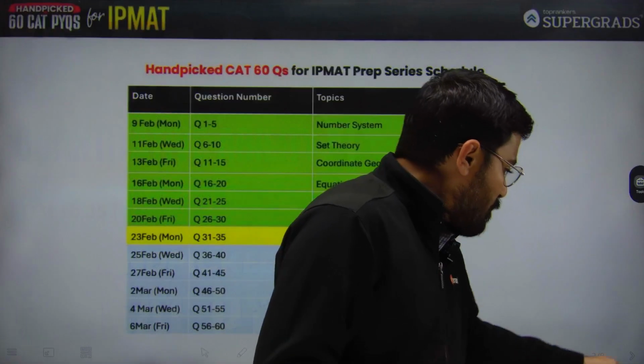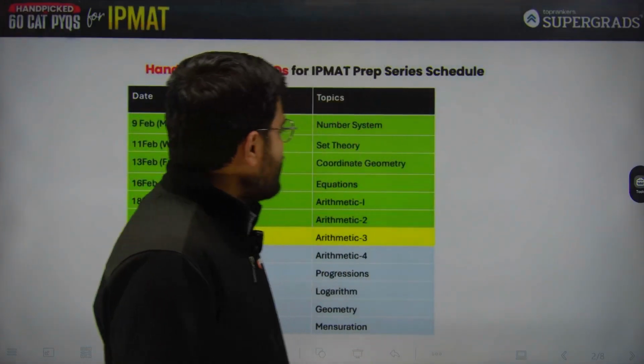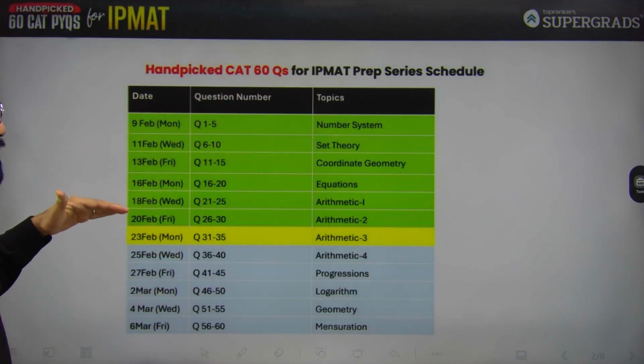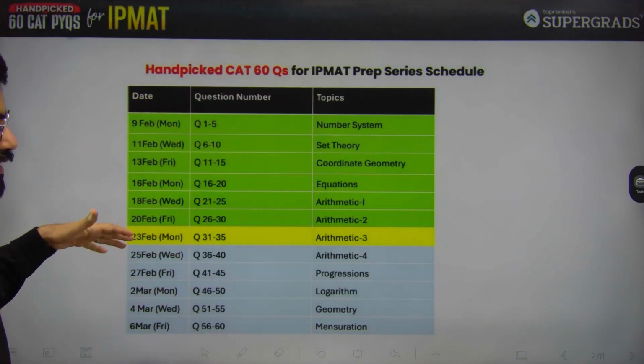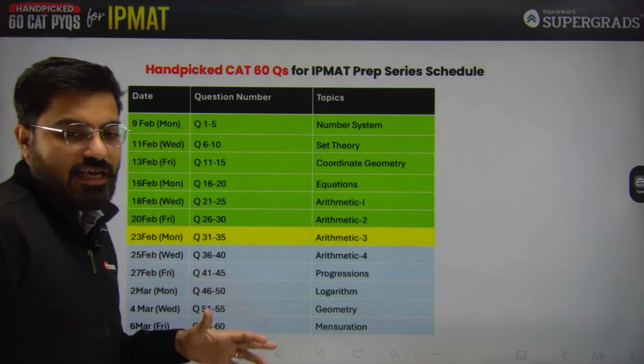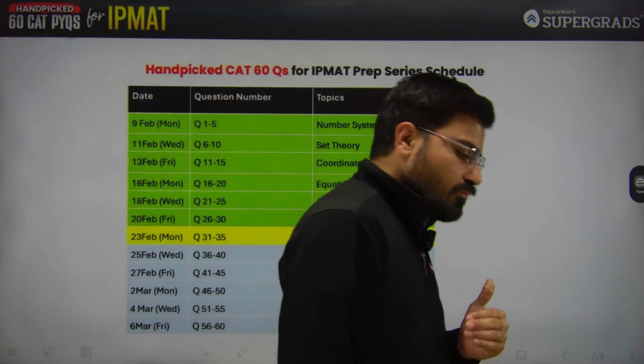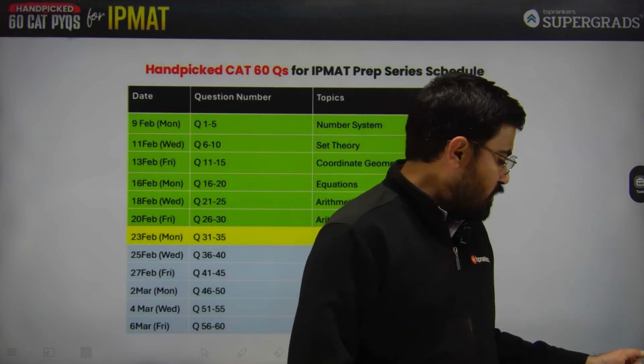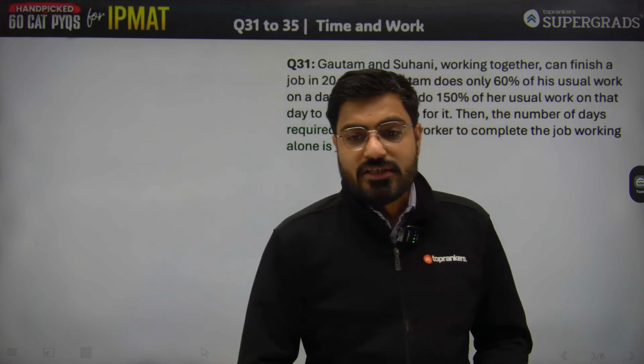Let's jump on to what we have done. We are done with number system, set theory, coordinate geometry, equations, arithmetic 1 and arithmetic 2. Today we are doing arithmetic 3, which is your time and work. So today we will be solving a few questions based on time and work, and here we go.